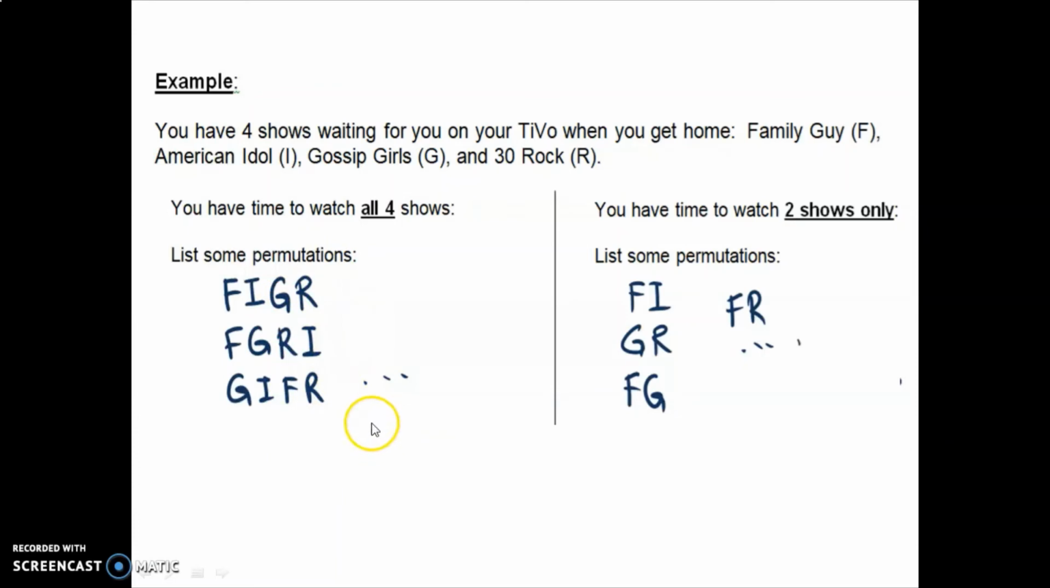That list will go for a while. Let's see how much it is in just a minute. Now, let's say the situation changed and you only have time to watch 2 of the shows. Let's list some permutations here.